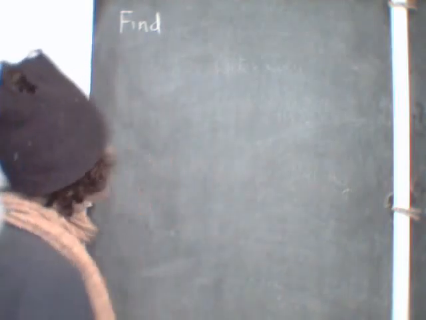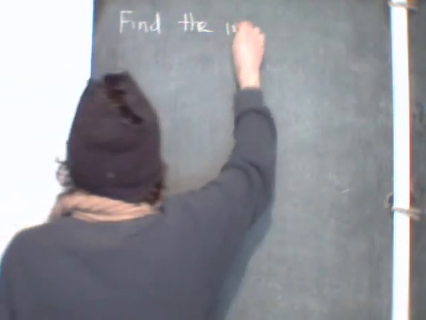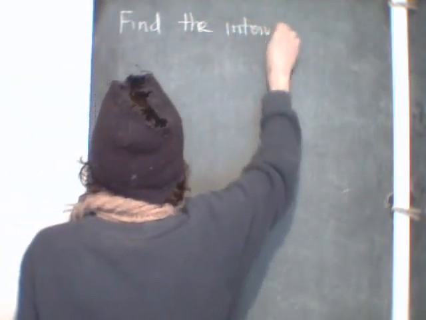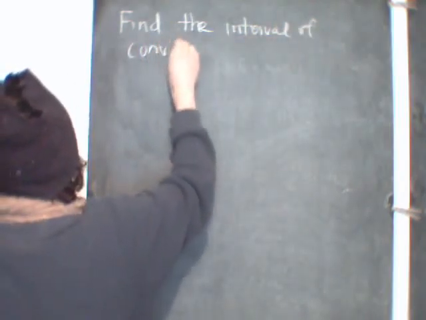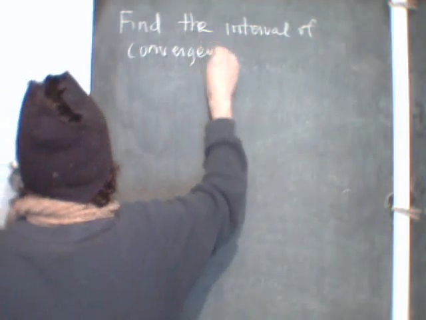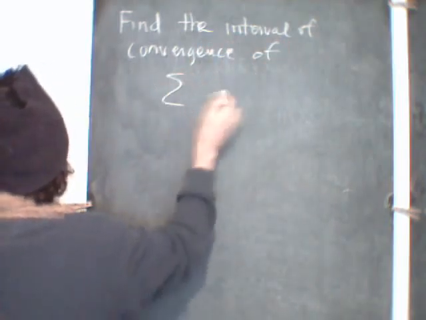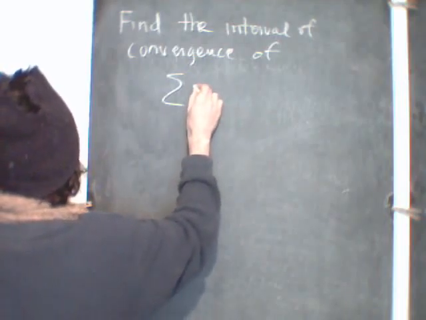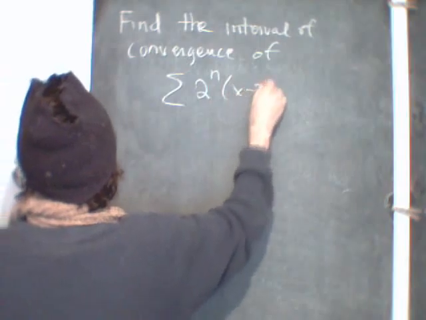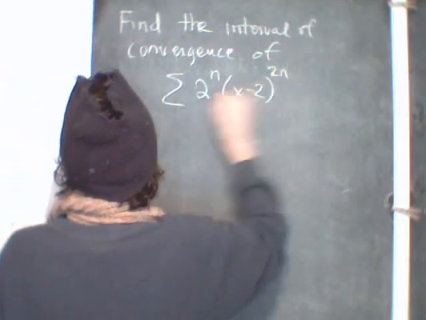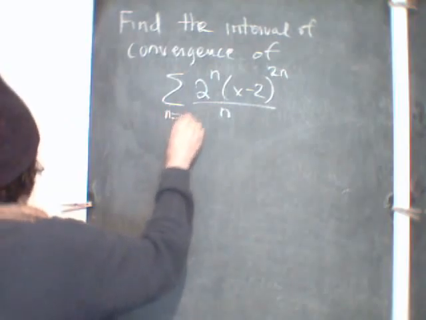This one is: find the interval of convergence of the summation of (2^n (x minus 2)^(2n)) all over n. So that's from n equals 1 to infinity.